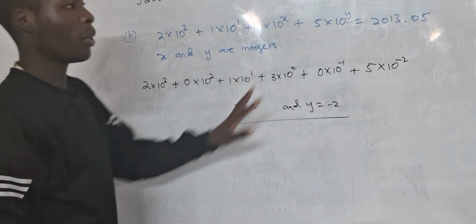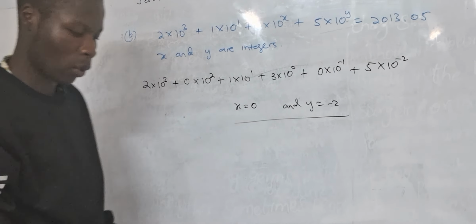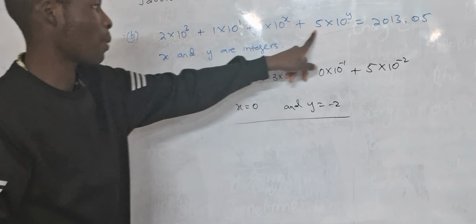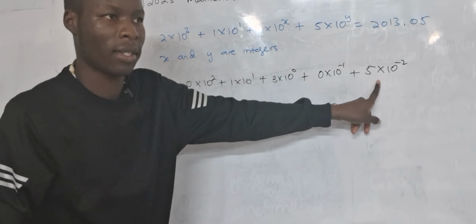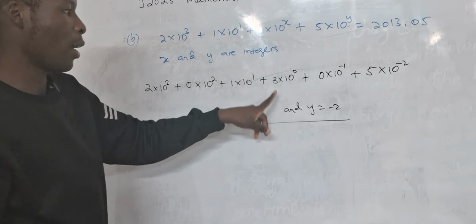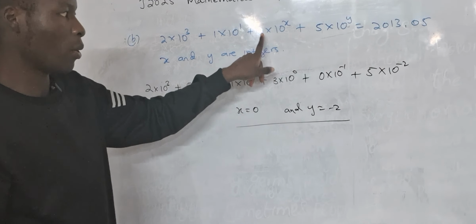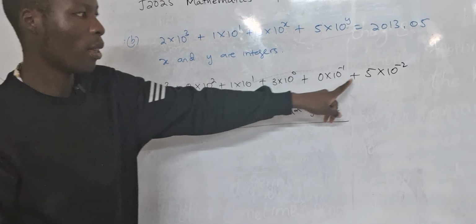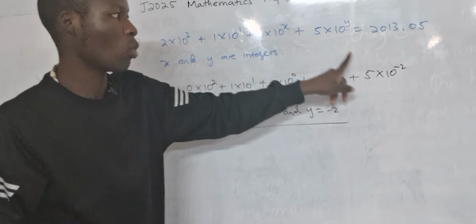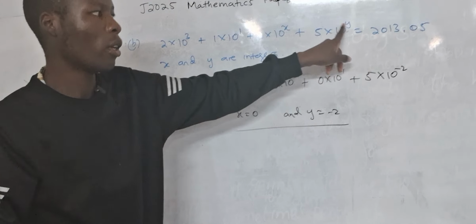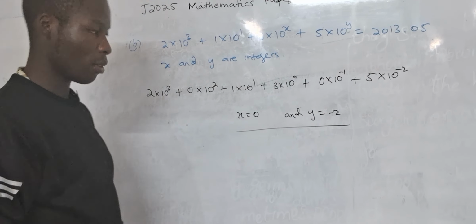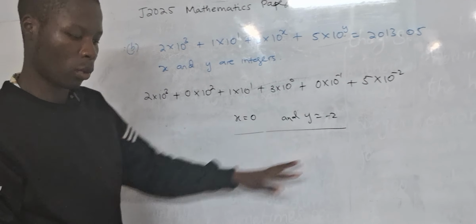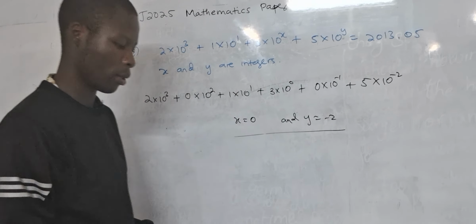The only thing, you are supposed to express this number in expanded form. Now you compare. This is 3 times 10 to the power 0, this is 3 times 10 to the power x, so x is equal to 0. This is 5 times 10 to the power negative 2, this is 5 times 10 to the power y, so y is equal to negative 2. So 1 mark for this value and also 1 mark for this value. 3 marks from question number 1.